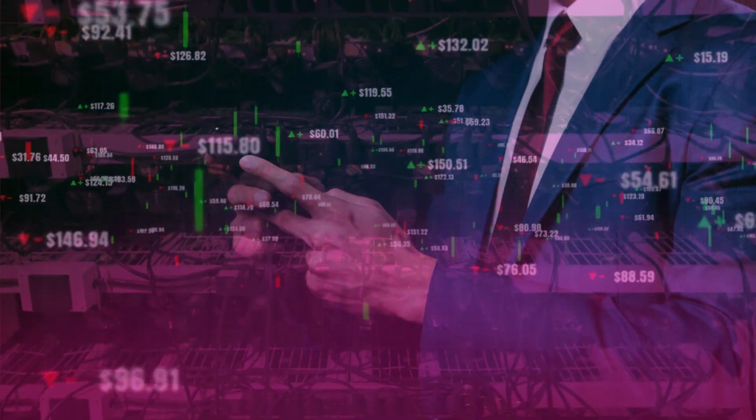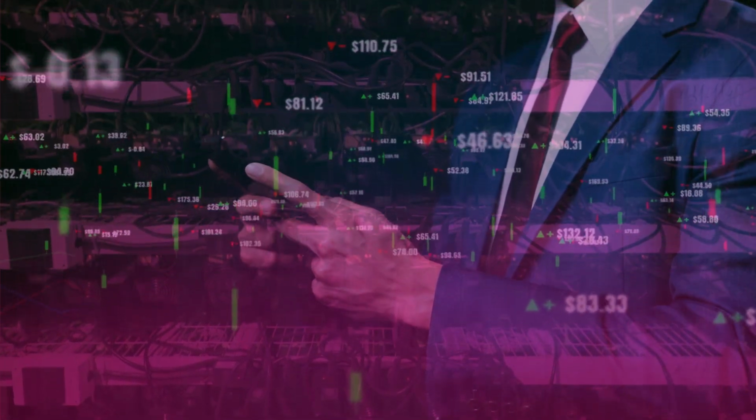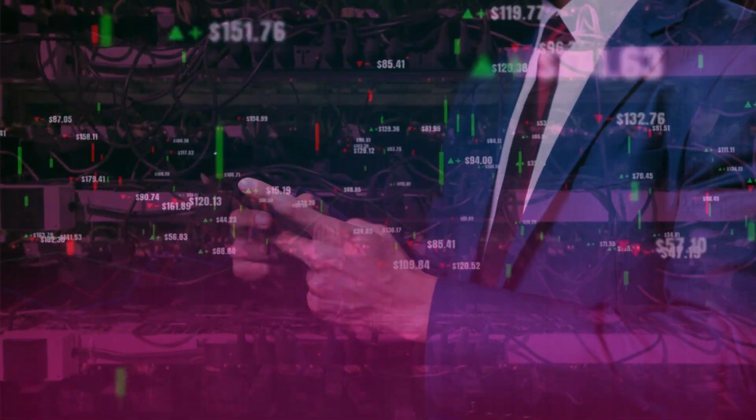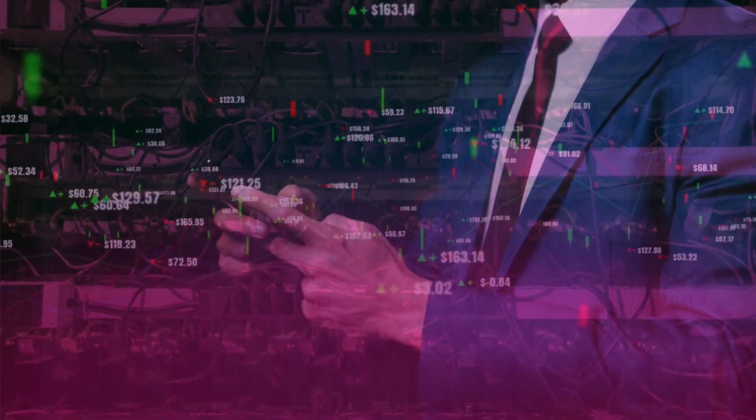So there you have it. That's the charm of blockchain, a secure, transparent, democratic system powered by miners and ready to revolutionize the world.